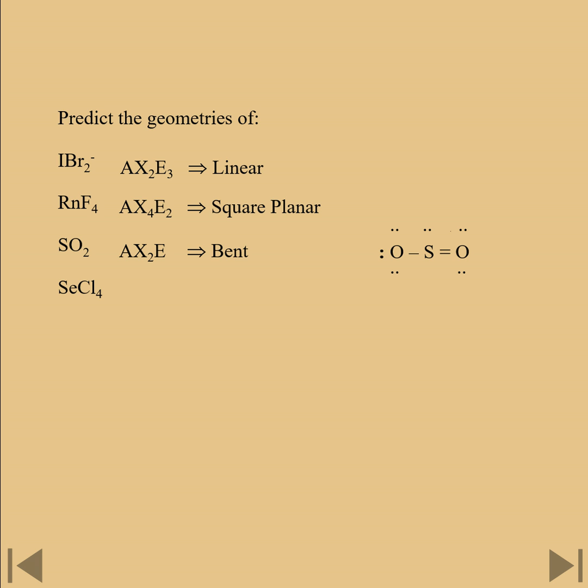And selenium tetrachloride, selenium is the central element, and how many outer electrons does selenium have? 6. 4 are being used to bond, so that's 2 that aren't. So 1 non-bonding pair for an AX4E geometry.